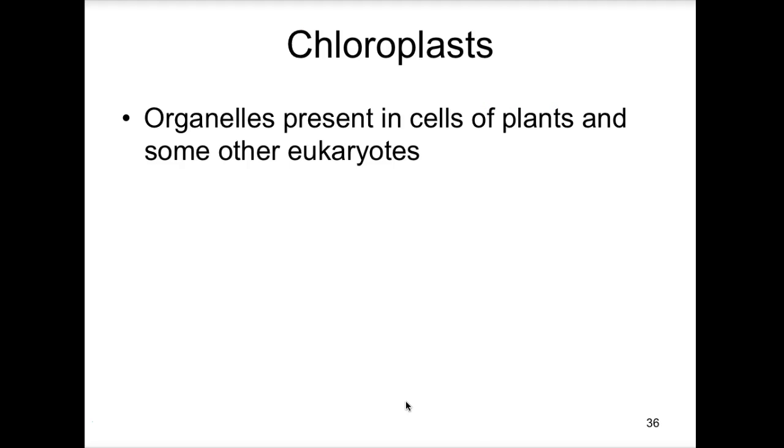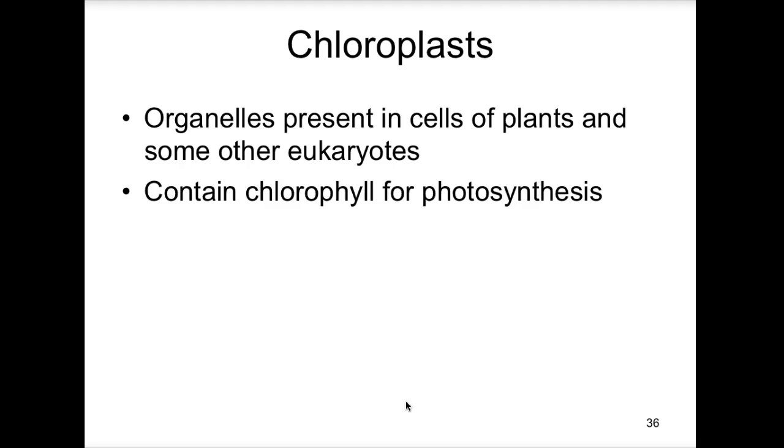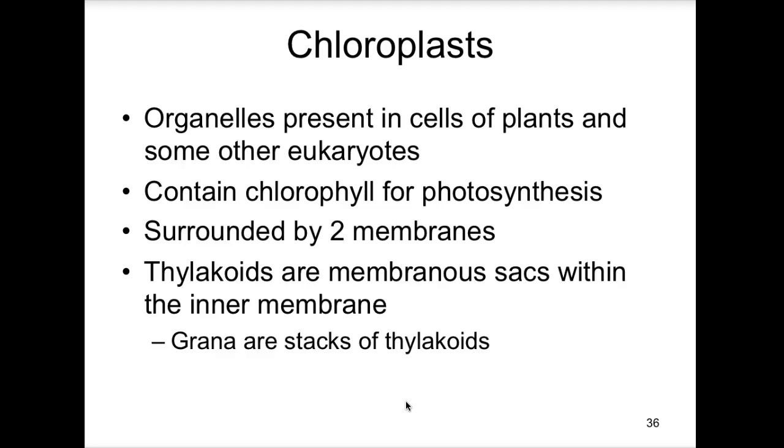On the other hand, we have the chloroplast, also very similar to mitochondria. These are organelles present in the cells of plants and some other eukaryotes. They contain chlorophyll, which is used for photosynthesis. Again, they are surrounded by two membranes. You have an outer membrane and an inner membrane.